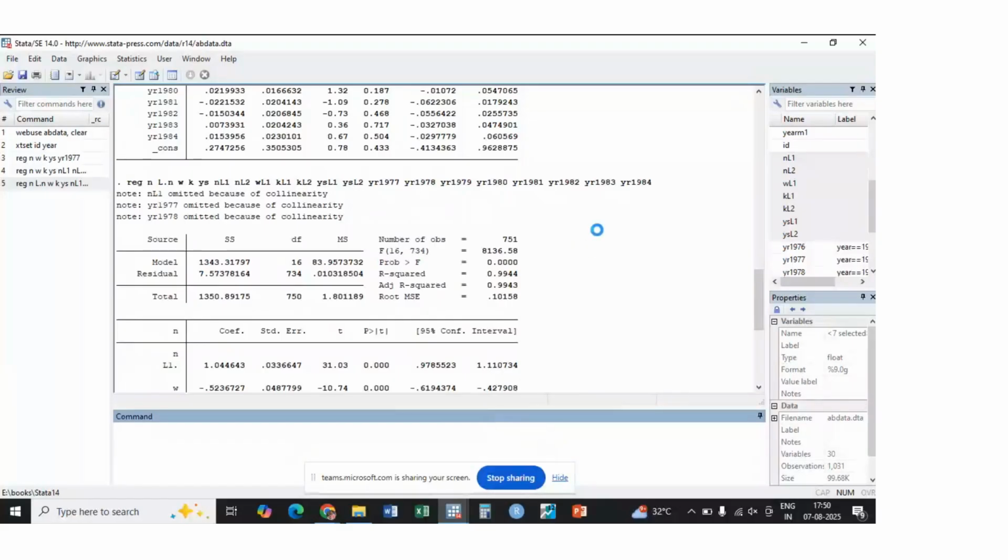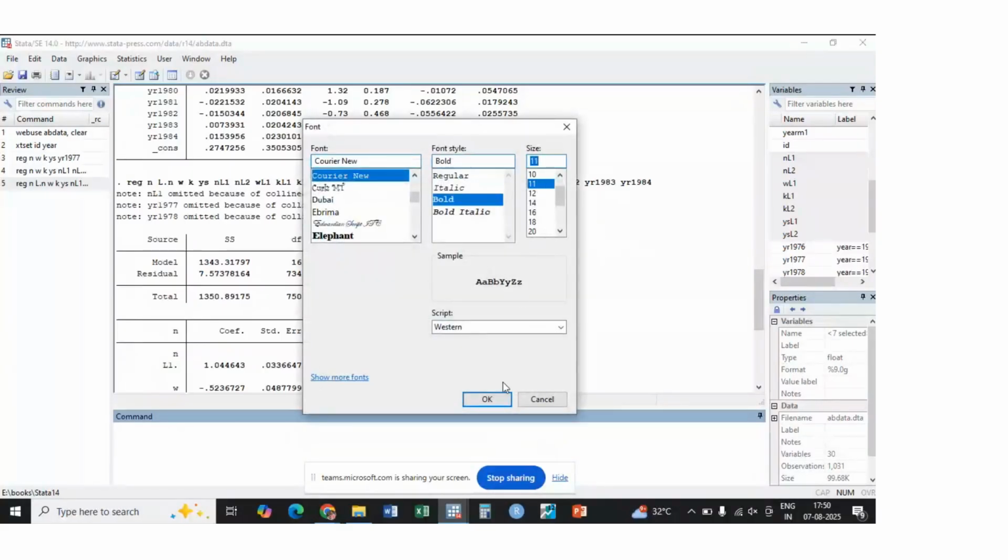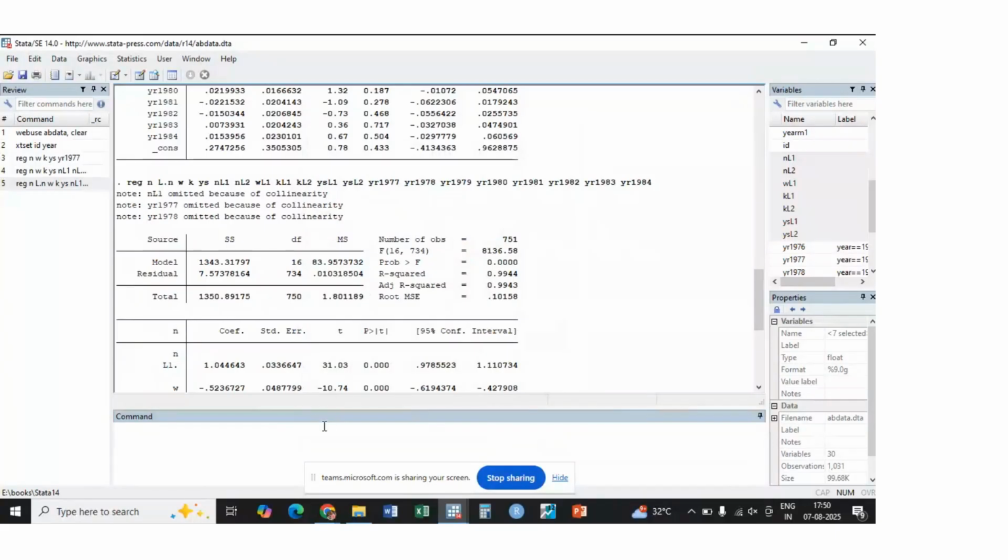Here also I can increase the font. Okay, now what is your observation from this? Take a look at the result. What do you think it is? What does the coefficient tell you? The beta 1. Which is the beta 1 here? 1.04. So the beta is close to 1.